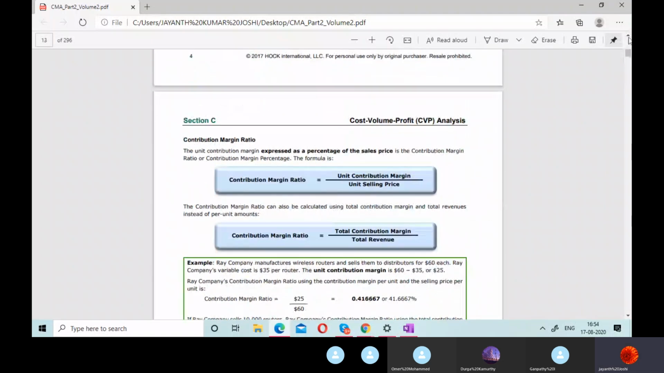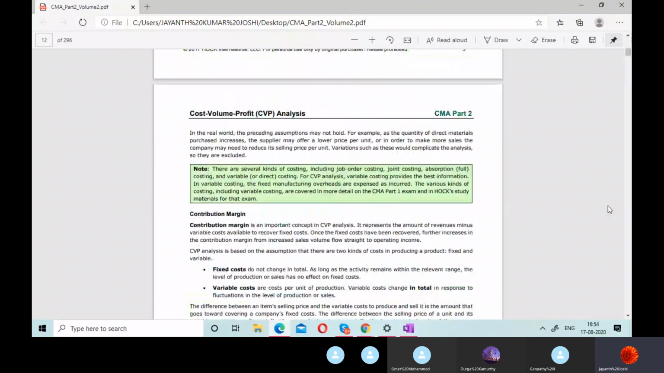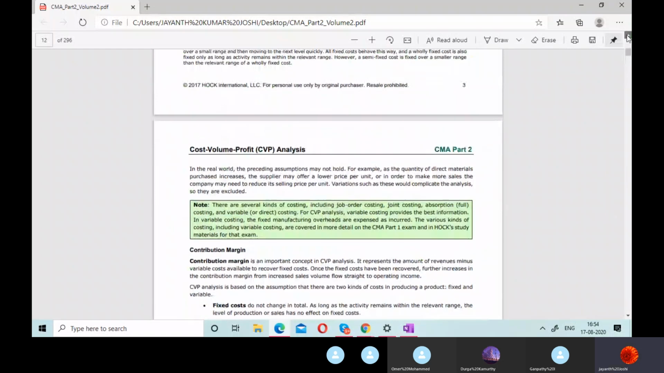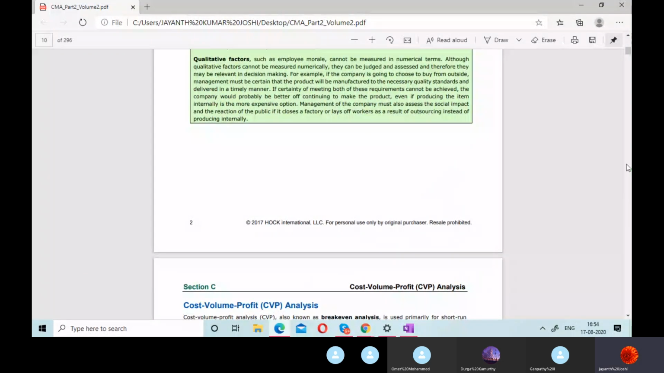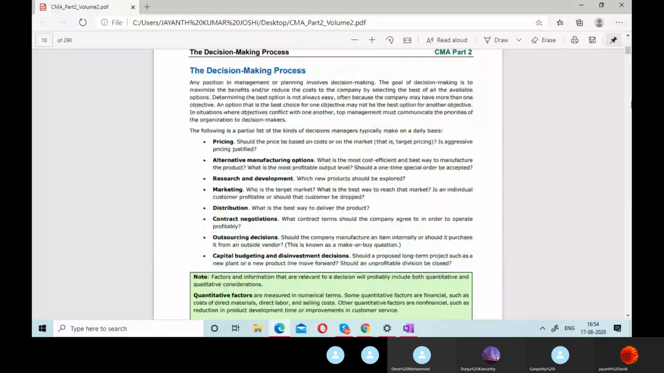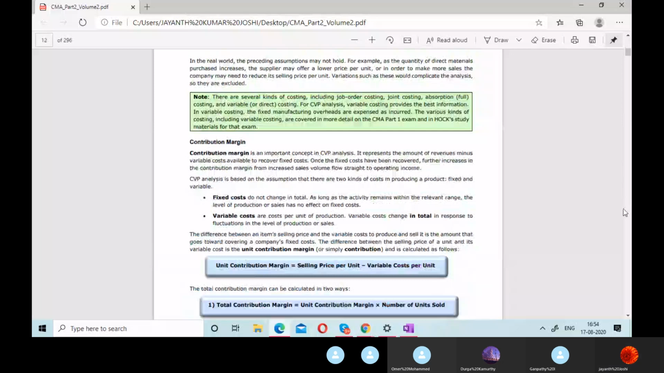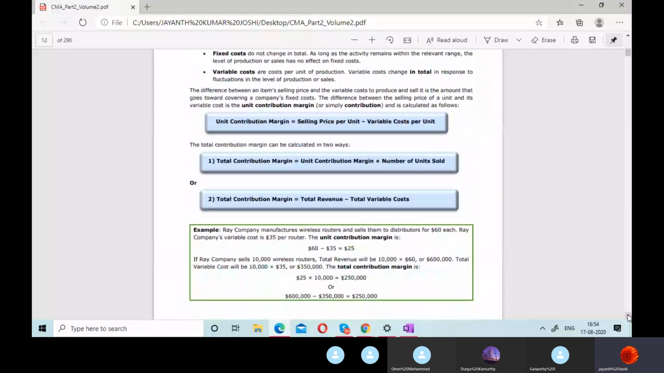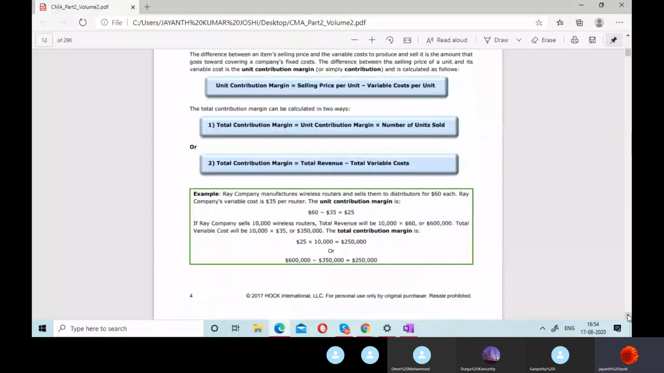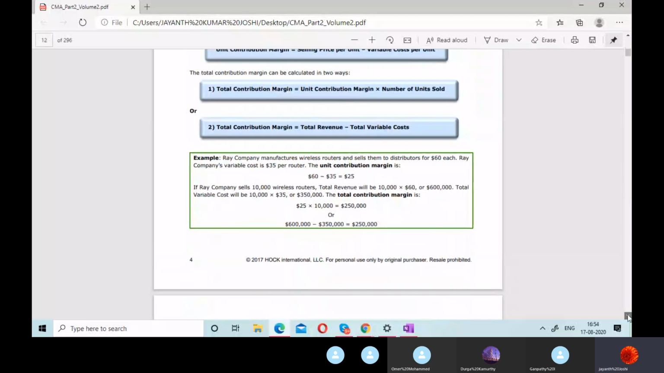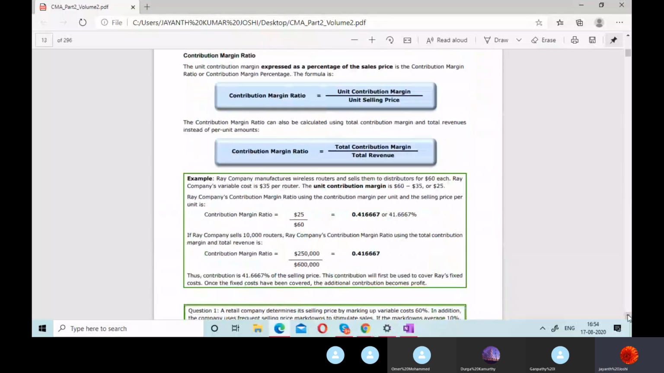So contribution, so we will see yesterday what we have covered, today what we have covered. So we started from here. We did contribution margin. We did contribution margin. Okay. ये हम लोगों ने कर लिया, रेशियो भी कर लिया.